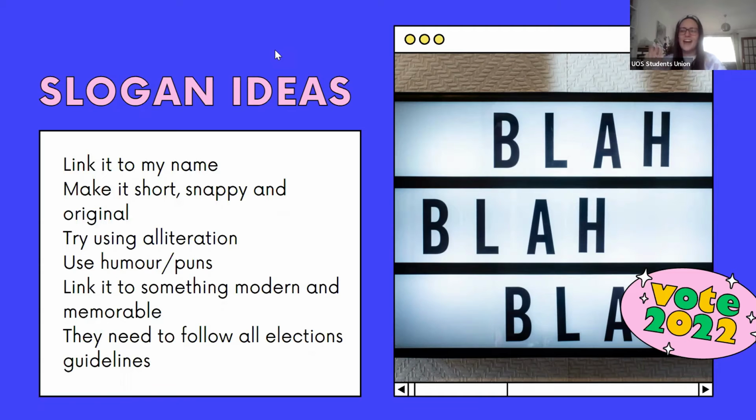And obviously, all of your slogan ideas, or the slogan that you decide to go with, and all of your content in general, needs to follow all election guidelines. So you can't include anything abusive, disrespectful, or something that's not okay to say in person. You don't want to have it in your written marketing material either. So be very careful with that. But other than that, really be creative. If you're unsure, you can always ask us.